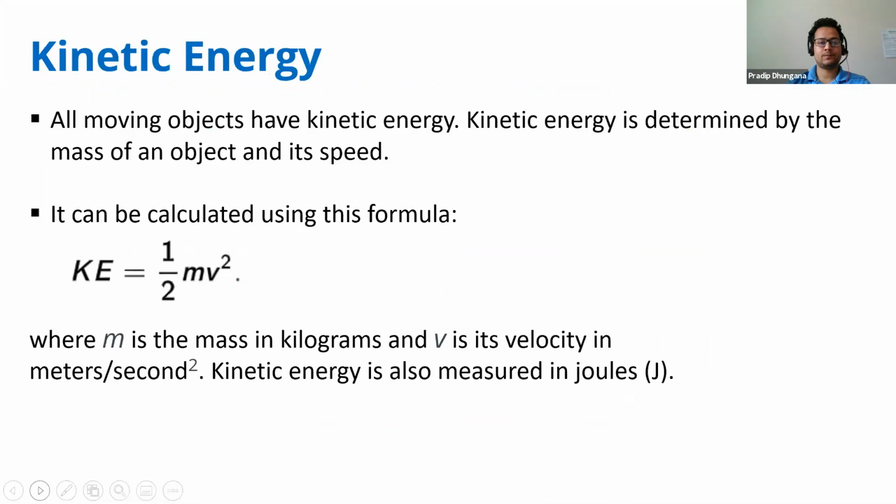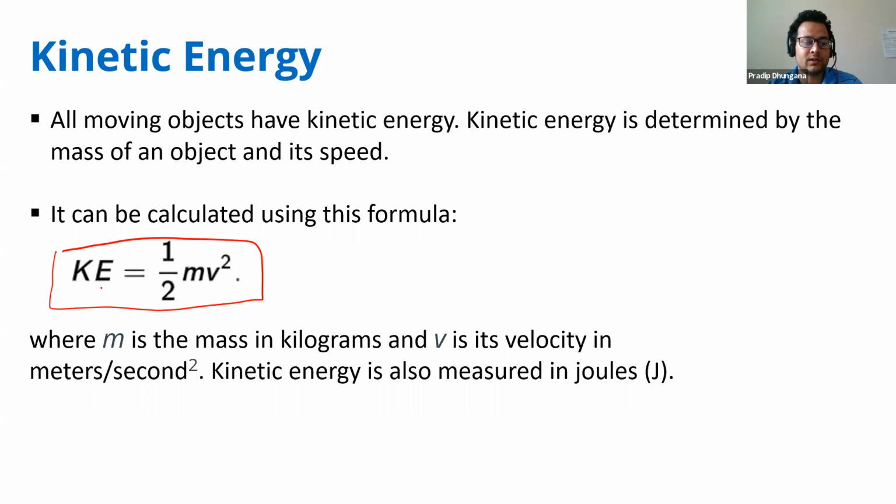Now let's go to kinetic energy. All moving objects have kinetic energy. If an object is moving, it does have kinetic energy. Kinetic energy is determined by the mass of an object and its speed. These are the two variables that kinetic energy depends on: mass of an object and its speed. It can be calculated using this formula: kinetic energy is 1/2 mass times velocity squared.